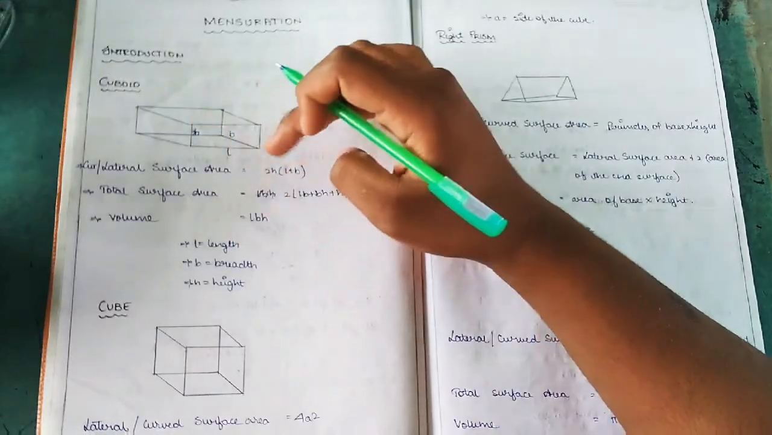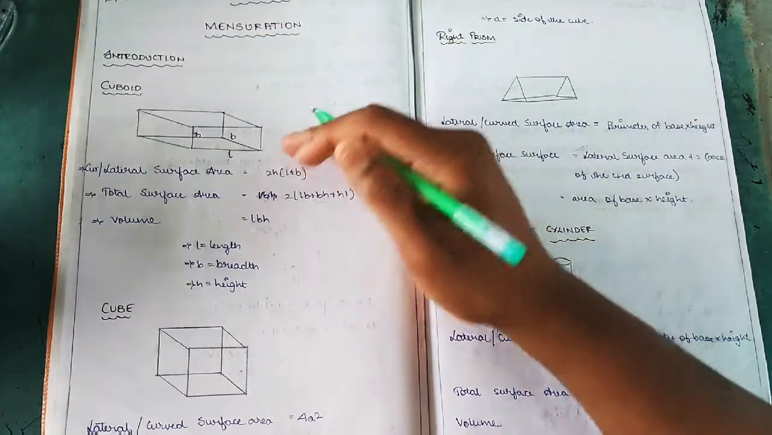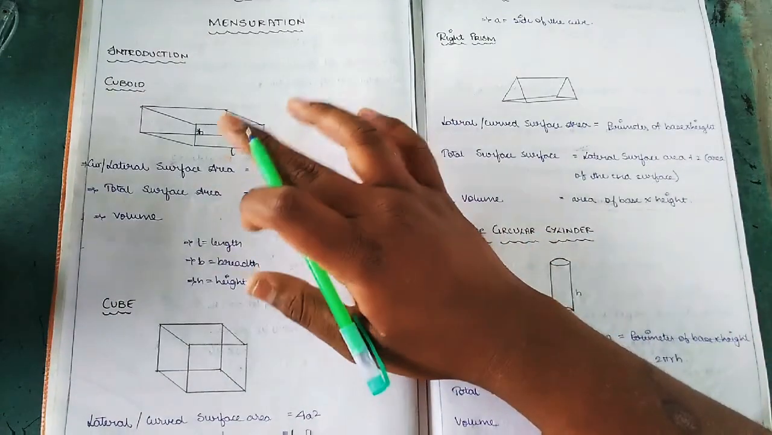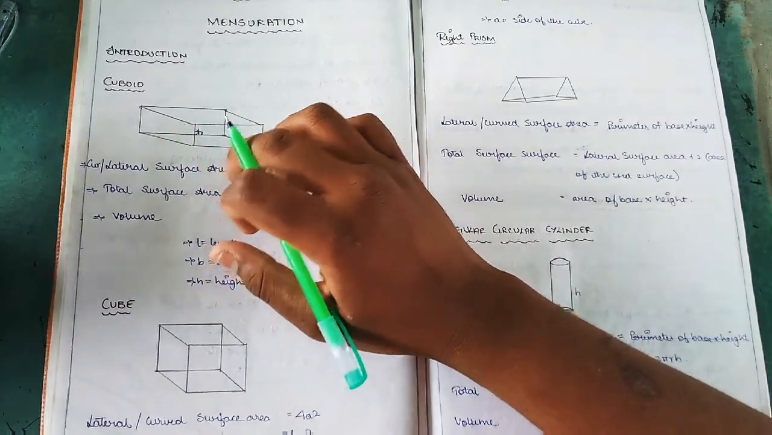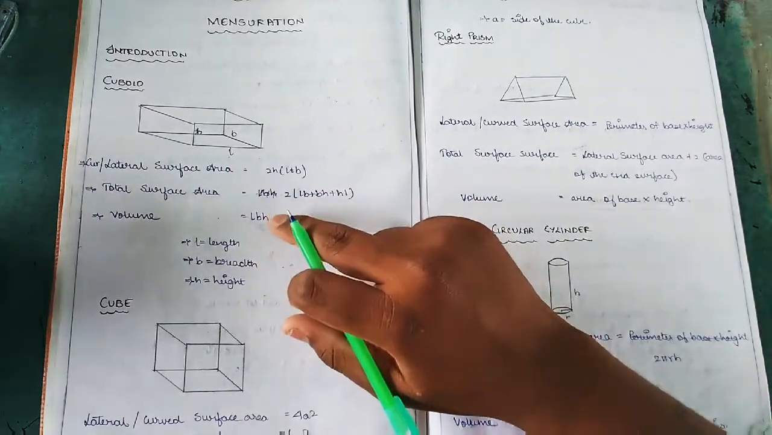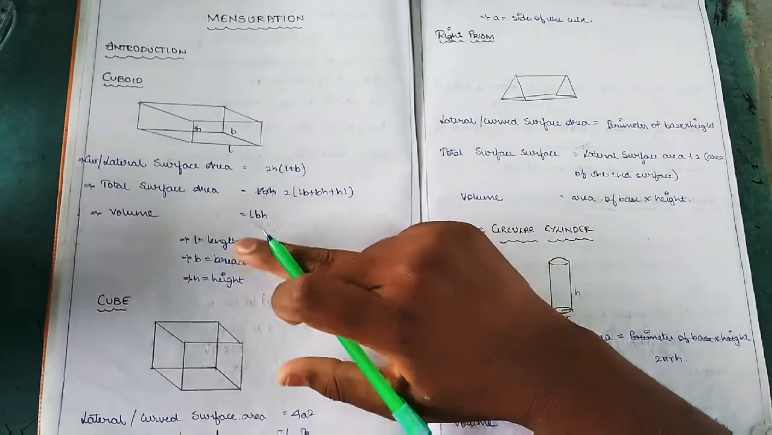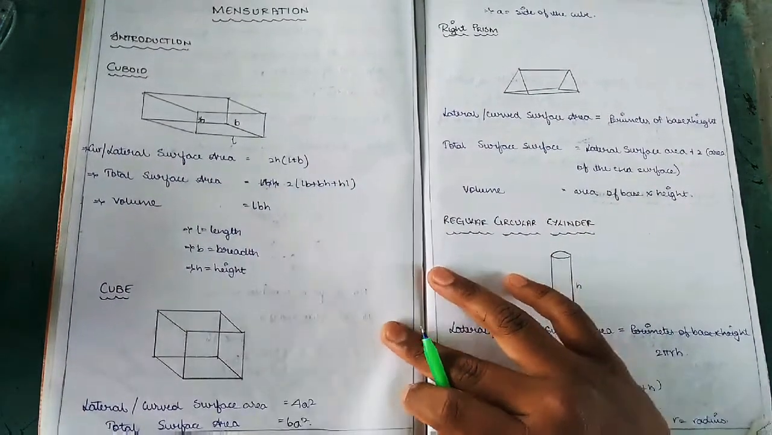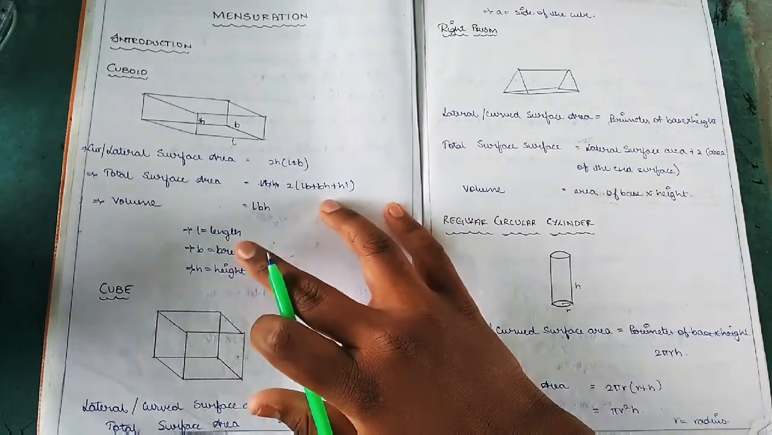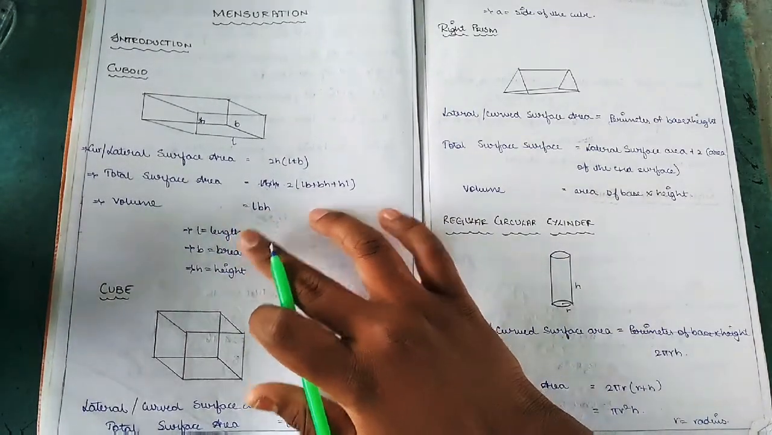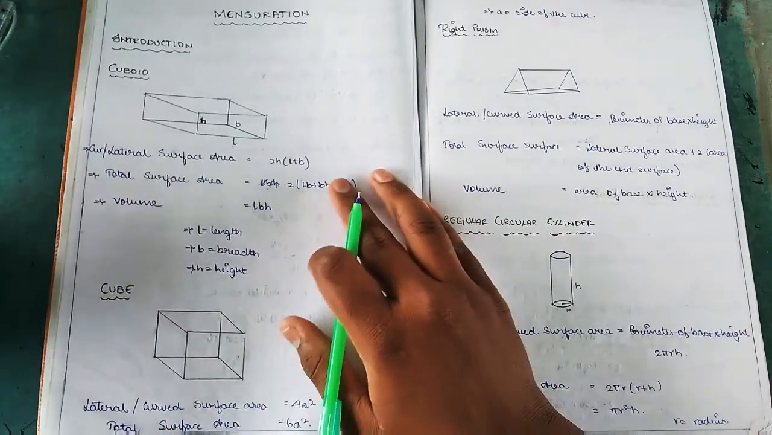h means height, l means length, and b means breadth. So this is the curved surface area. Total surface area means we find the area of all the sides including top and bottom. The total surface area formula is 2(lb + bh + hl). Then coming to the volume, it is length into breadth into height, where l is length, b is breadth, and h is height.